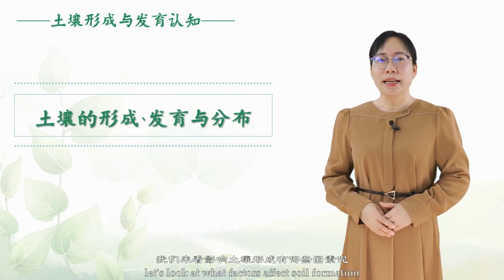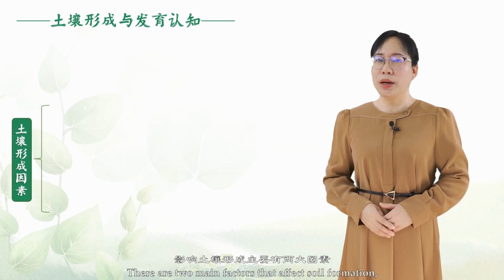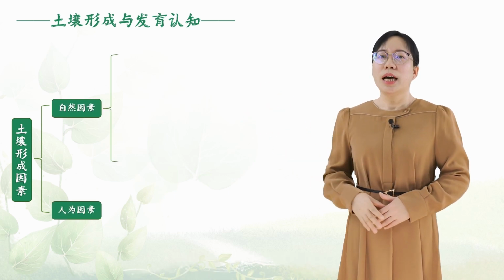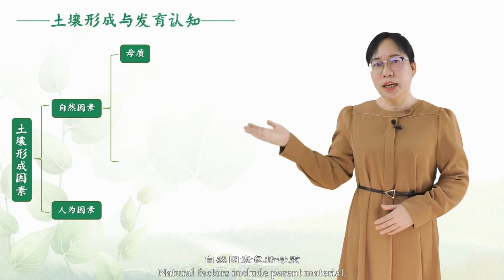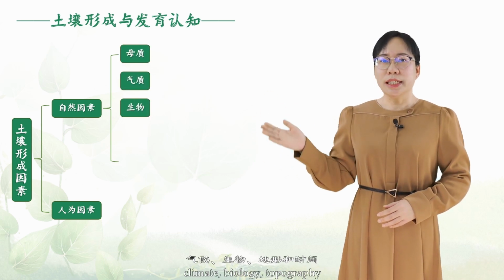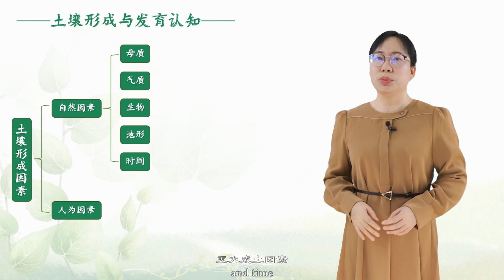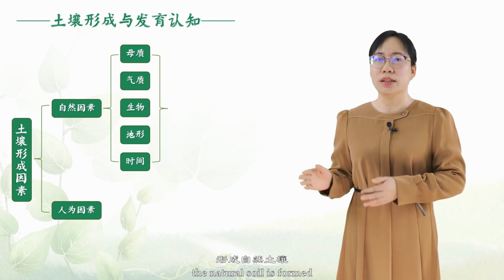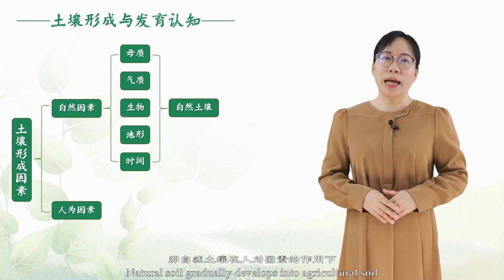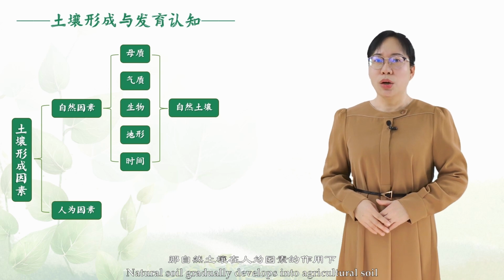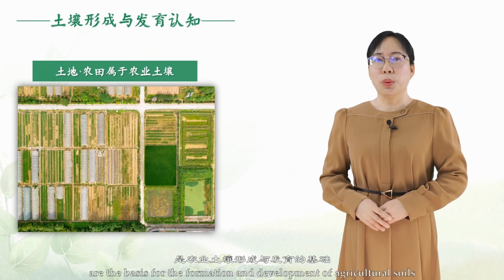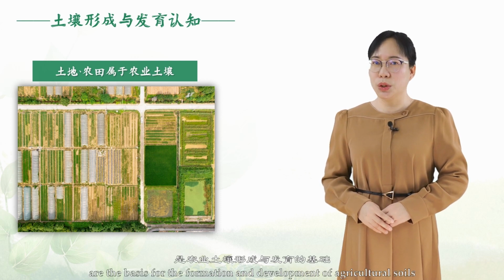First of all, let's look at what factors affect soil formation. There are two main factors that affect soil formation, namely natural factors and man-made factors. Natural factors include parent material, climate, biology, topography, and time. Under the comprehensive action of these five major soil-forming factors, the natural soil is formed. Natural soil gradually develops into agricultural soil under the action of human factors. Natural soils are the basis for the formation and development of agricultural soils.